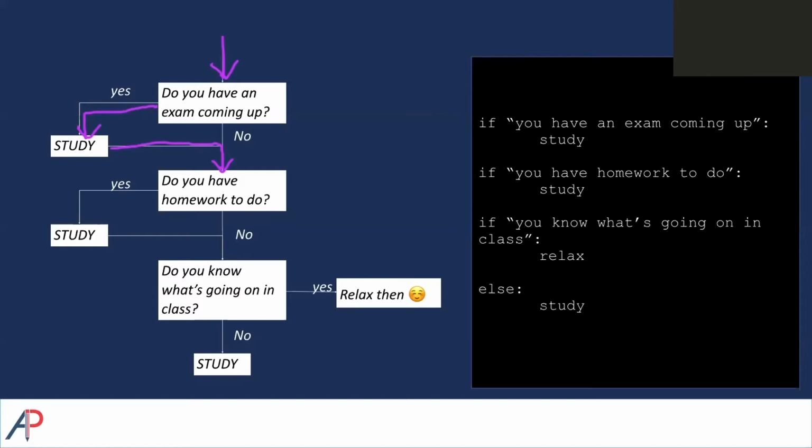So all I've literally done so far is, if you have an exam coming up, study. Now we're at the next part of the decision tree because my code is sequential. Do you have homework to do? Personally, no, I don't have homework to do. So I'm just going to go straight on. Because this is false, I ignore this. I ignore that study, because if you have homework to do is, in my case, false.